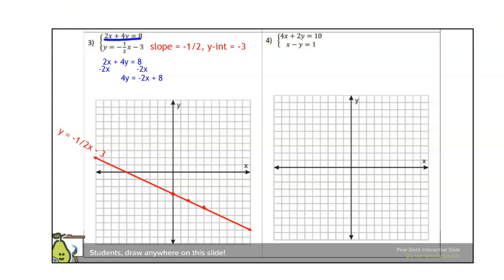Here's how that looks. So that 4 divided by 4 eliminates. -2 over 4 is the same as -1/2. 8 divided by 4 is 2. All right, so now let's identify the slope and the y-intercept.